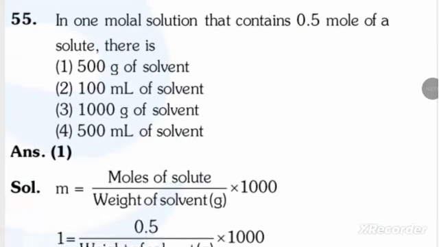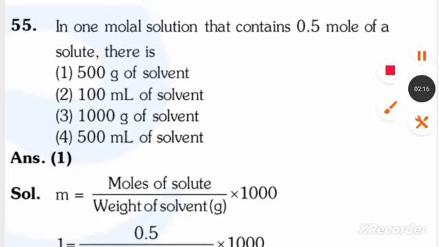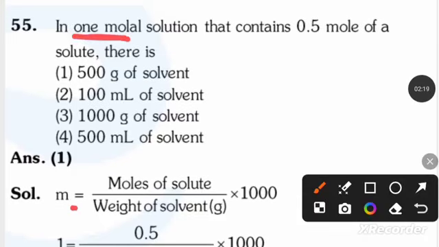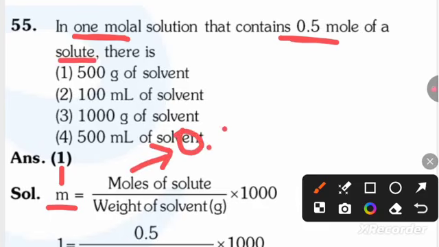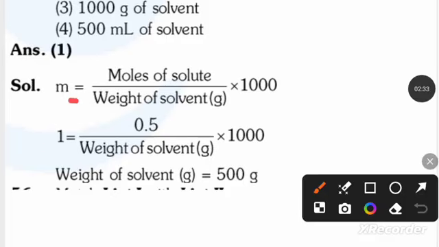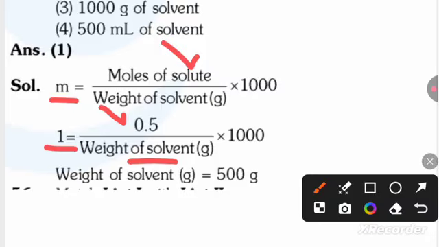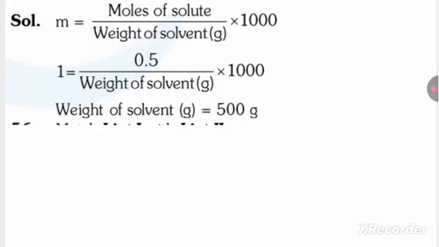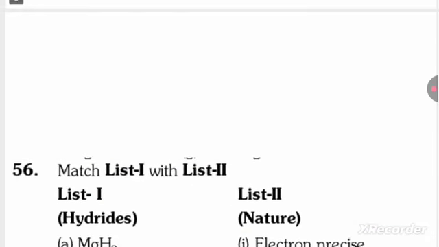Let us go to the next question. In a 1 molal solution, molality is 1, and it contains 0.5 moles of solute. So the solute is 0.5 moles, and we need to find out the amount of solvent. When we substitute these values in the formula, molality is 1 and the number of moles of solute is 0.5. When we calculate the weight of the solvent, it will be 500 grams. So option 1 is the right answer for this question.